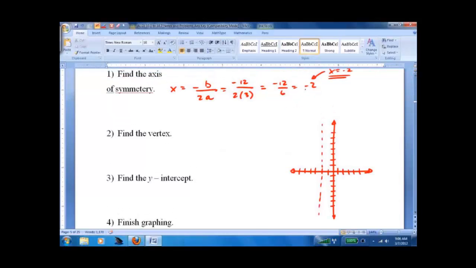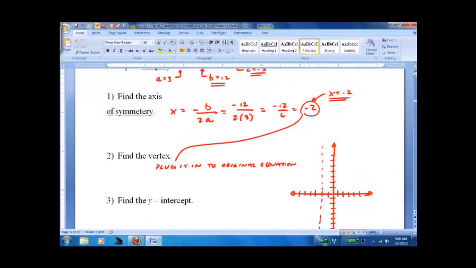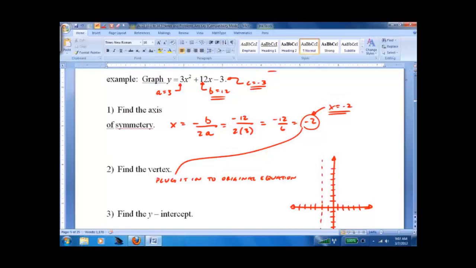Now, find the vertex. Take the negative 2 and plug it in to the original equation. So, what's the original equation? y equals 3, and instead of x, put in negative 2 squared plus 12 times negative 2 minus 3. Fortunately for me, I can do this fairly quickly in my head. I get negative 15.